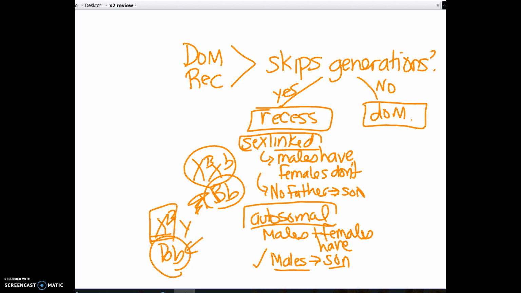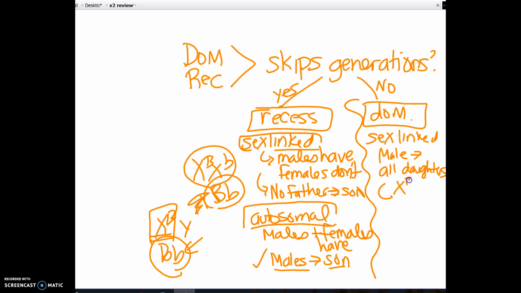Now, if you determine that the trait is dominant, then your rules are a little different. If the trait is sex-linked, a male that has it will give it to all his daughters. Why? Because if the trait is dominant, he's going to be X big B Y, which means he's going to give his sons the Y, but every single daughter is going to get his X. So males will pass sex-linked traits to all the daughters. That's a big clue that you can look for. And again, there will be no males passing to sons.